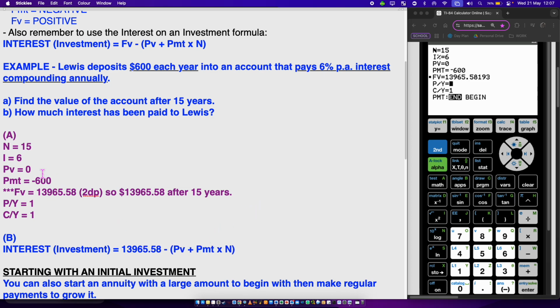Did he start off with anything in the bank? No. So PV is going to be nothing. Did he make regular payments? Yes, he did. PMT 600 times by how many payments of $600 did he put in? Half of 30. Which is 15. Yeah, it's on there.